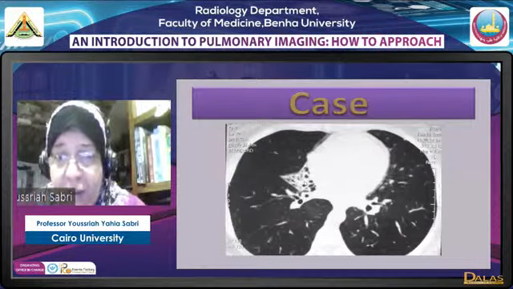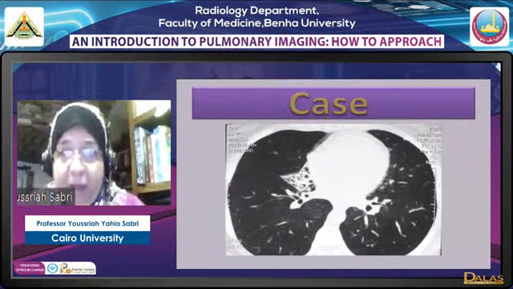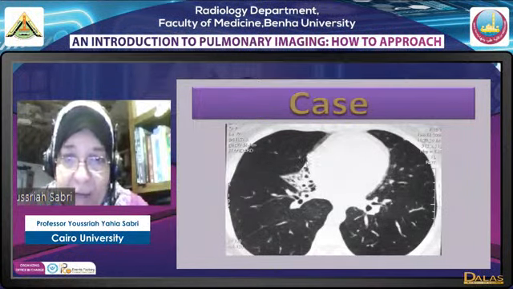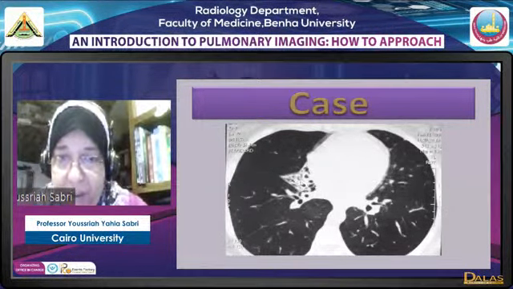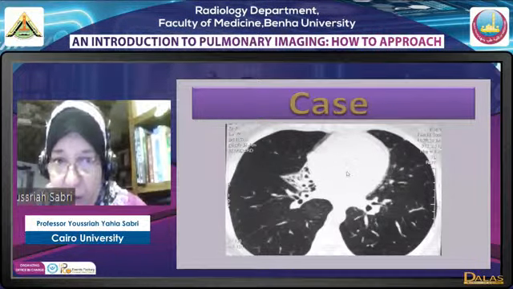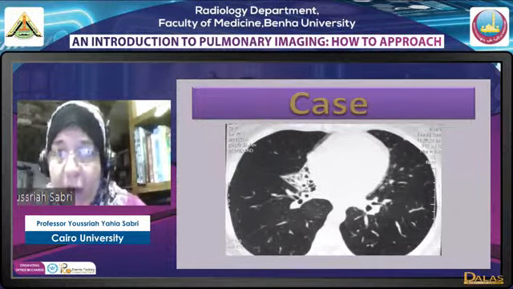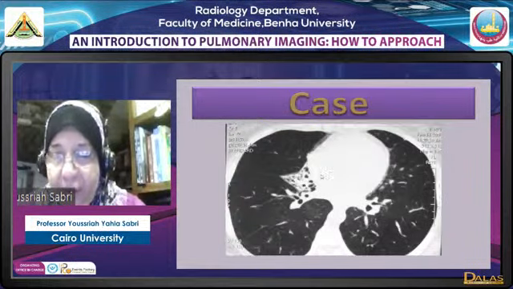Okay, so this is collapse. Collapse of what? What part of the lung has collapsed? Where we have a triangular opacity between two fissures. This triangular opacity is related to the heart. What part of the lung is related to the medial, to the right aspect of the heart? This is the middle lobe.